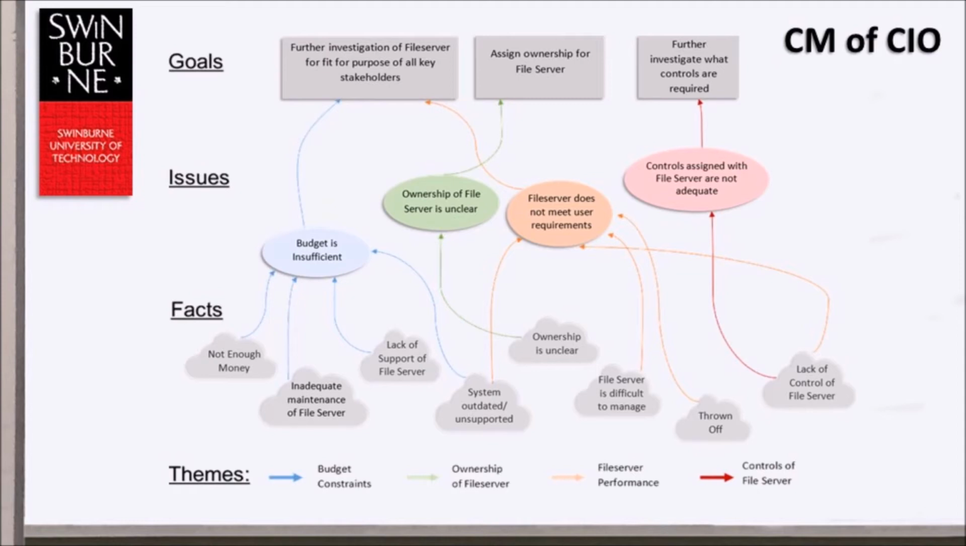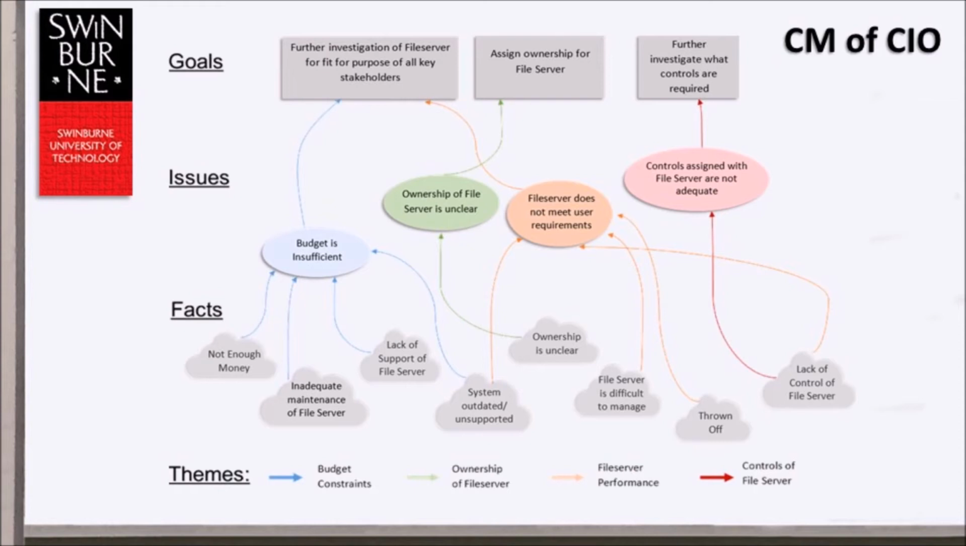The file server is definitely difficult to manage and is totally thrown off at peak times when user demand is more than expected. Also, the lack of control of the file server is a major problem. All the users are storing their personal data on the file server and there is no control over access, over who can access it and who cannot.